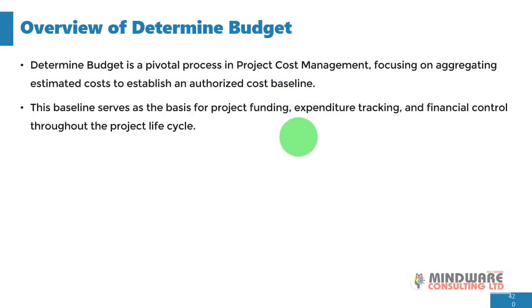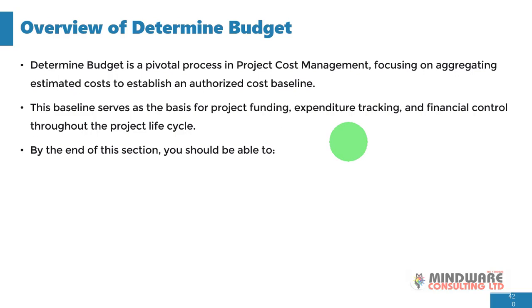Now, what is the essence of the cost baseline? Having a baseline for our costs serves as the basis for project funding, expenditure tracking, and financial control throughout the life cycle of the project. So when you have aggregated the estimated costs and established a cost baseline for your budget, you can now use this as a yardstick for your project funding. It can also help you as a project manager to track your expenditure and even control your cash flow throughout the life cycle of the project.